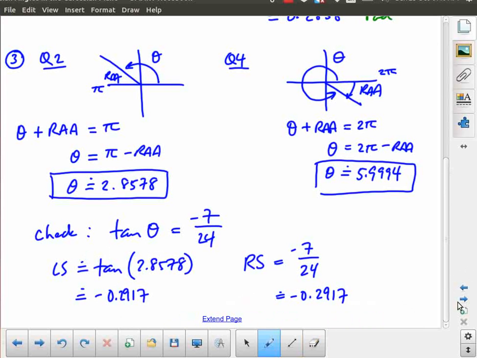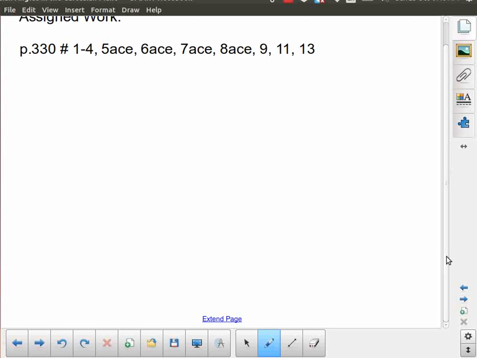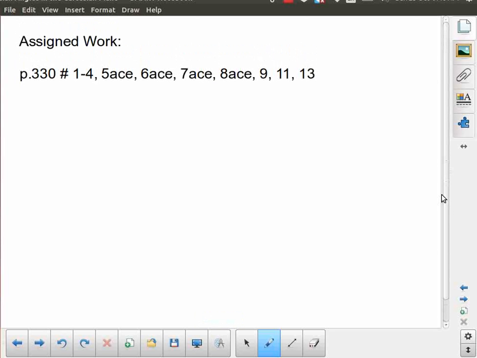And I believe that's it for this lesson, and it is. It was a longer lesson, but it was mostly review material. The big thing that you need to bring forward from your previous studies is how to use the related acute angle in conjunction with the CAST rule. The only real difference here from previous courses you've done is that we're working in radians instead of degrees now.